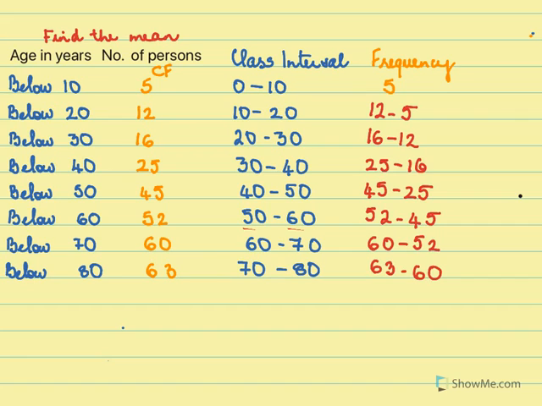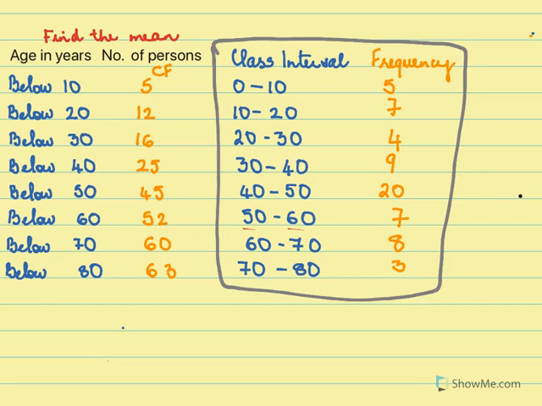We go ahead and write the frequency. So 12 minus 5 is 7. Then we have 16 minus 12, and that is 4. 25 minus 16, and that is 9. Next is 45 minus 25, and we have 20.